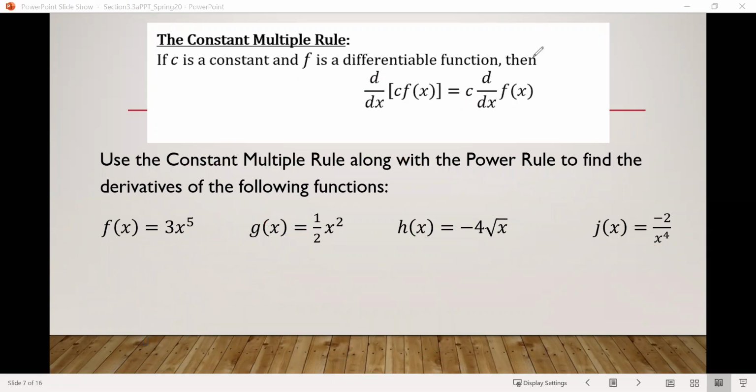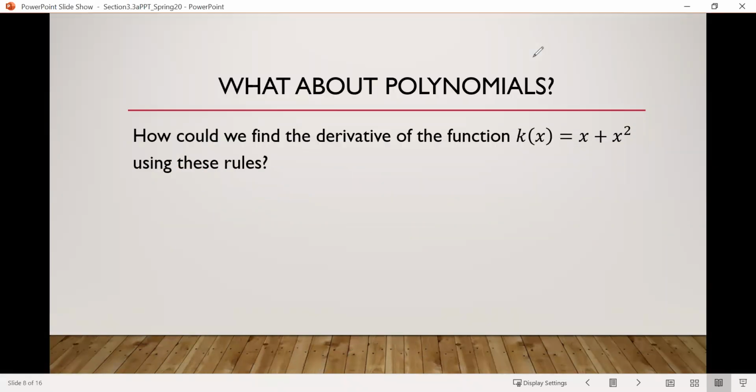Let's look at some more with these differentiation rules. So what if we want to find the derivative of a polynomial, which is a sum of power functions like this? So now we have two functions being added together. What do you suppose we might do here? If you're thinking add the derivatives of each function, you would be correct.